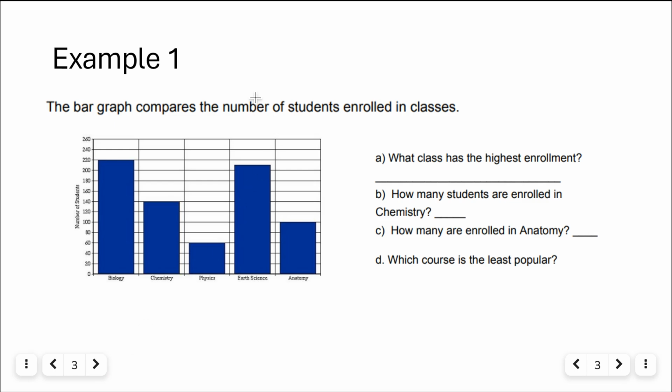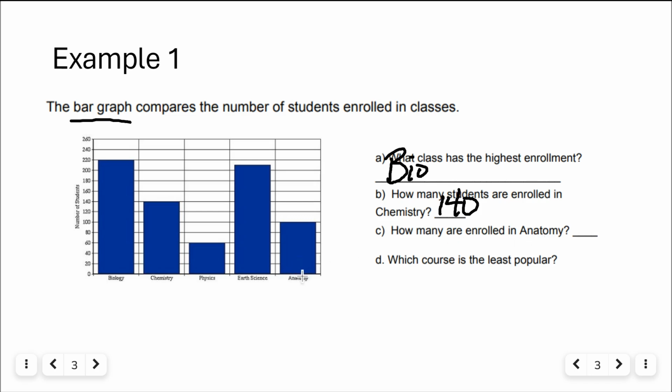All right, so example. Now a bar graph compares the number of students enrolled in a class. Okay, here are my 5 classes: bio, chem, physics, earth science, and anatomy. And then up on the y-axis, it shows me the number of students. All right, which class has the highest enrollment? Well, which bar goes the highest? Bio. How many students are enrolled in chemistry? Here's my chemistry bar. It goes up to 140.